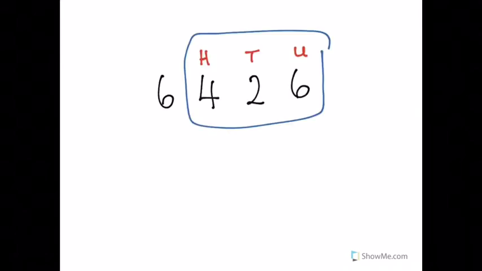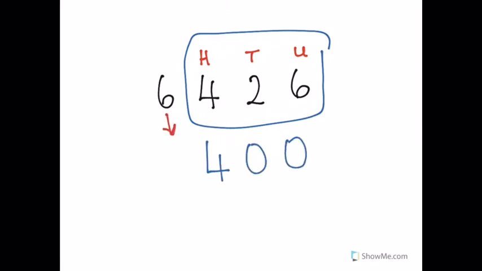We're in the thousands, rounding it to the nearest hundred. We round that number, 426, to the nearest hundred. We know that to be 400. And then we drop the other 1,000 back in again. So the answer is 6,400.